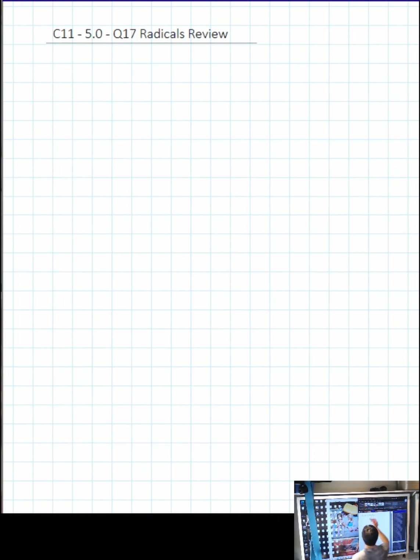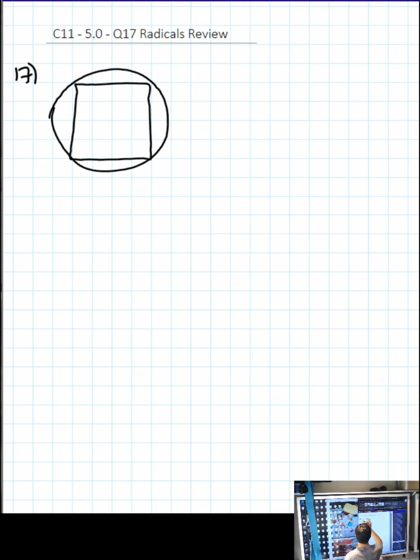Okay, we have number 17. This time, we have a square inscribed in a circle. And it says the diagonal length of the circle is 2 root 6. The whole diagonal length of the square is 2 root 6. Good. And we're going to find everything, the perimeter and area of both the circle and the square. So let's start off with the square.